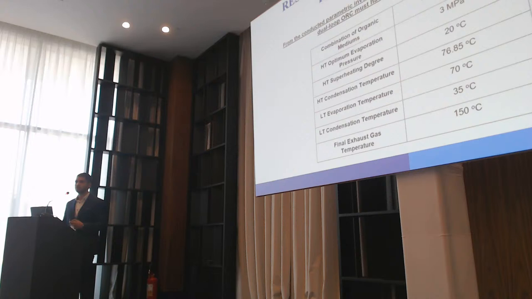The optimum condensation temperature of the high temperature loop is 76.85 degrees Celsius. The optimum evaporation temperature of the low temperature loop is 70 degrees Celsius. The optimum condensation temperature of the low temperature loop is 35 degrees Celsius. And finally, the exhaust gas temperature after the high temperature loop takes its optimum value at 150 degrees Celsius.